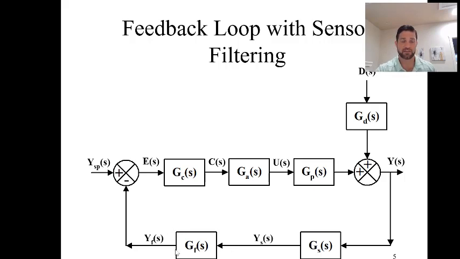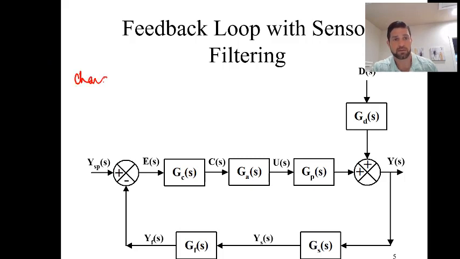So the sensor value is going to be filtered, and this filtered value is now going to be compared to the set point to calculate the error that's used by the control algorithm to change the process. Now, something that's important to remember is the characteristic equation.